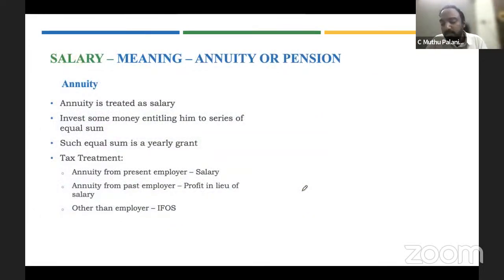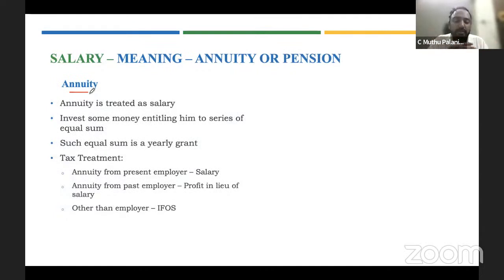We will move on to the next provision. We will move on to the concept of annuity and pension. Both are more or less the same. You will probably be rarely tested on this concept of annuity. Annuity is also salary. One thing that you have to keep in mind is who is giving you the annuity.